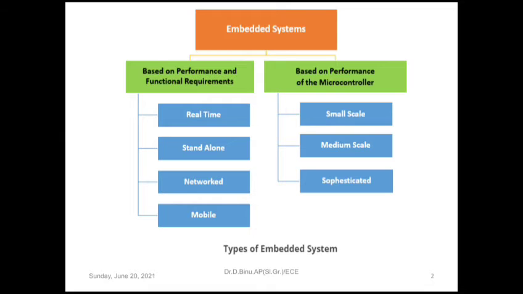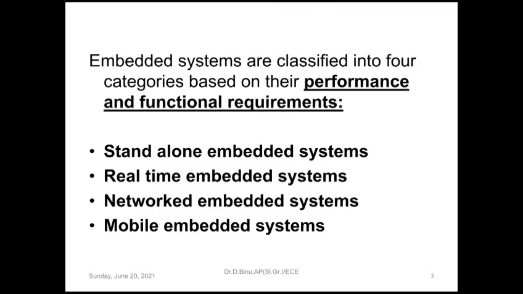The second major classification in embedded systems is based on the performance of the microcontrollers used in that particular embedded system. In this category, it is again classified into three. The first one is small scale embedded systems, next medium scale embedded systems, the third one is sophisticated embedded systems. The first major classification is based on the performance and functional requirements.